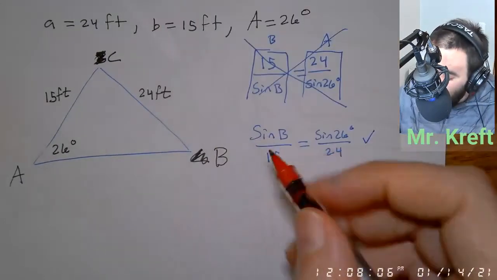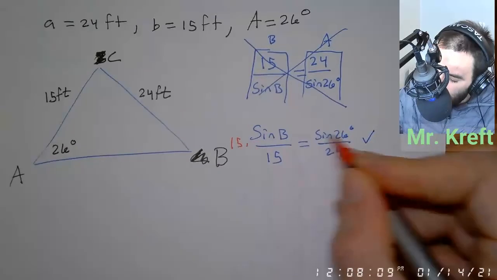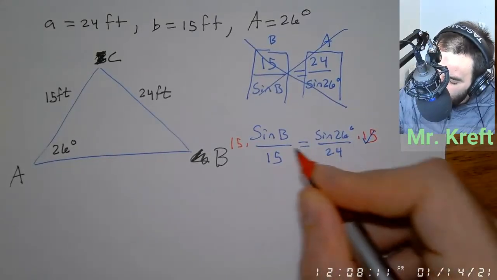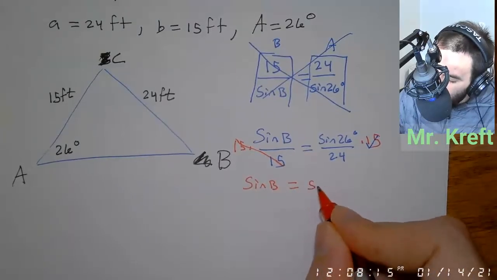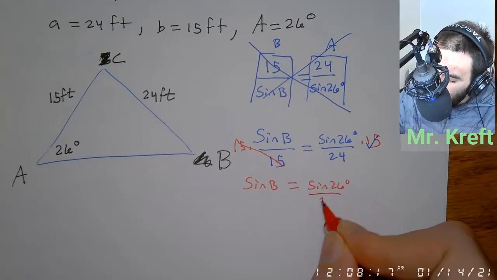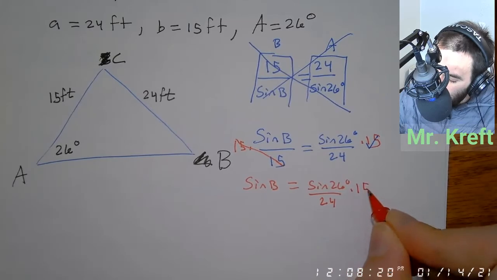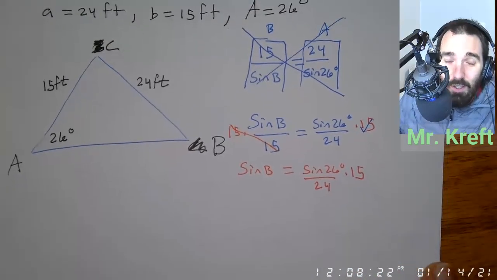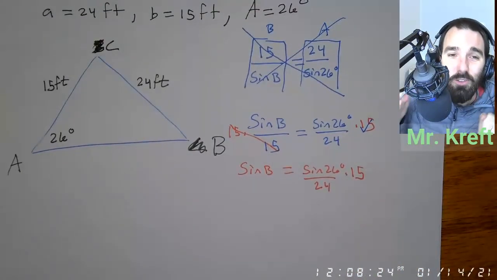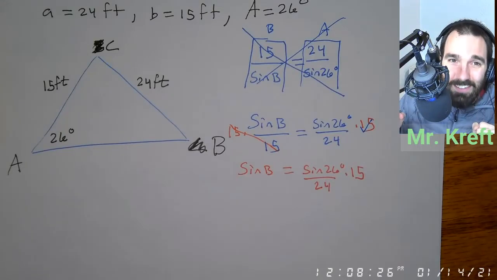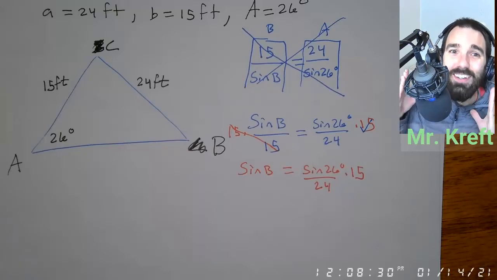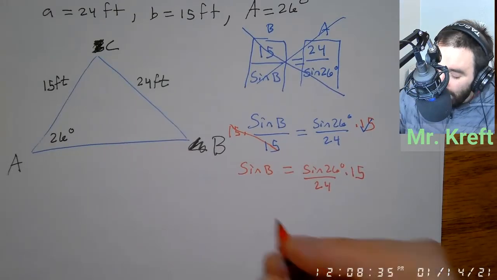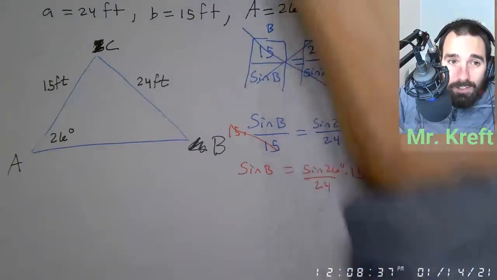So then you would just go ahead and solve this like you normally would. So I would multiply both sides by 15. So I'm going to get sine of B equals sine of 26 degrees over 24 times 15. Notice how I'm not touching my calculator because, again, do not use your calculator until the very end. You need to type everything into your calculator all at once. Do not round until the end. Okay. And then how do I get B by itself?